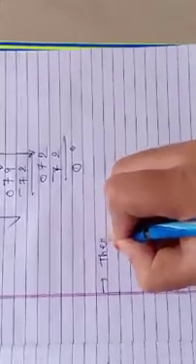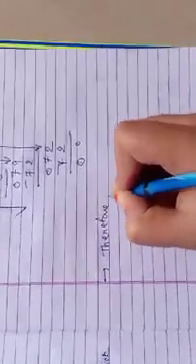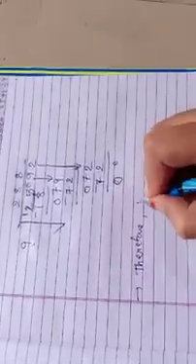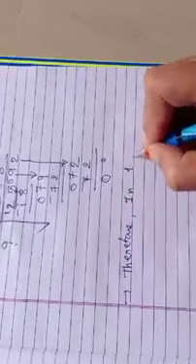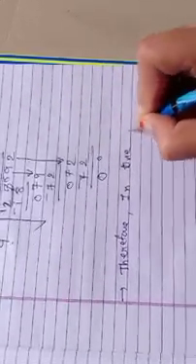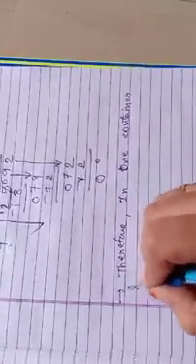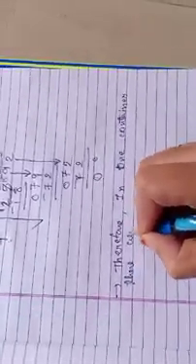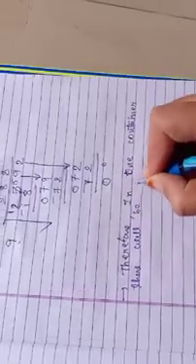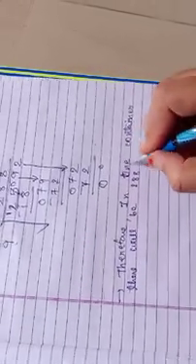So the answer will become, therefore, in one container there will be 288 silkworms.